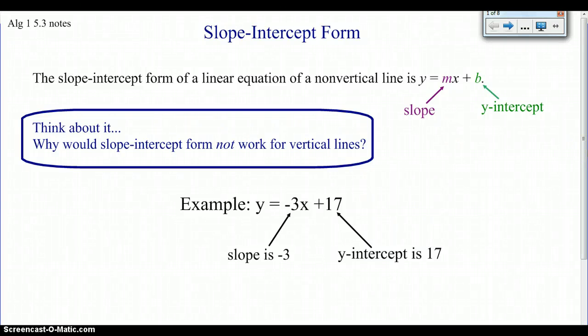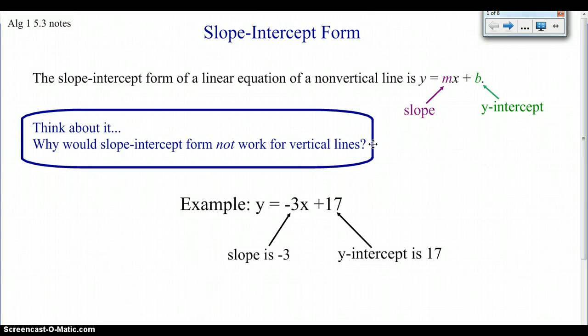Algebra 1, Notes 5.3, Slope-Intercept Form. Slope-intercept form is probably the most common way that linear equations are written. The nice thing about slope-intercept is the name tells you exactly what you need to know. You need to know the slope and an intercept. In this case, it's the y-intercept.